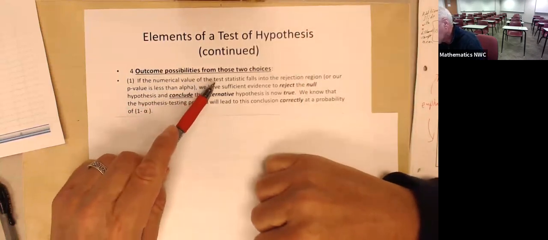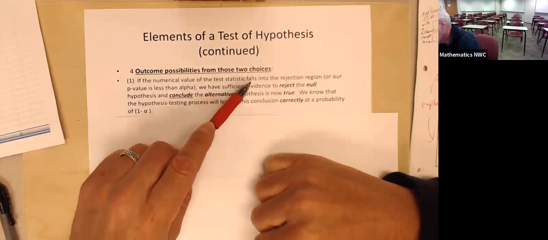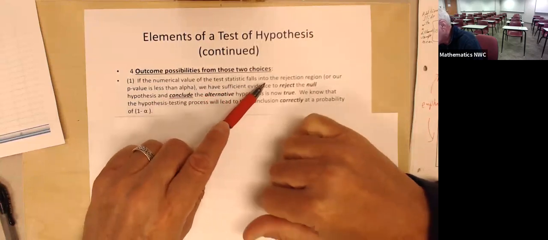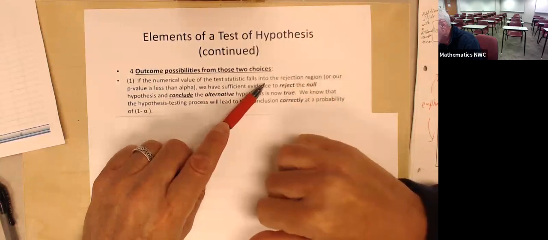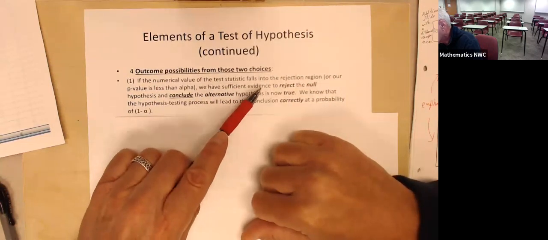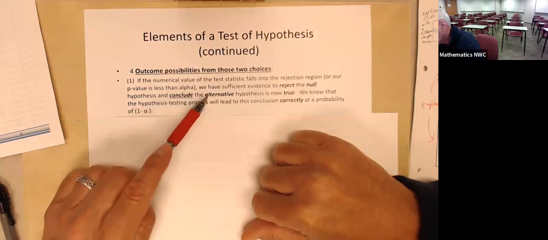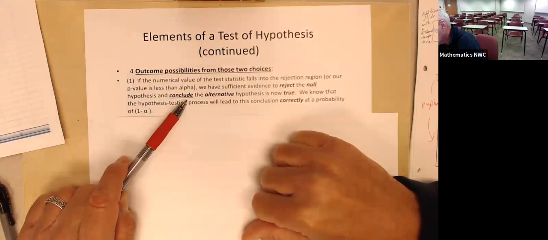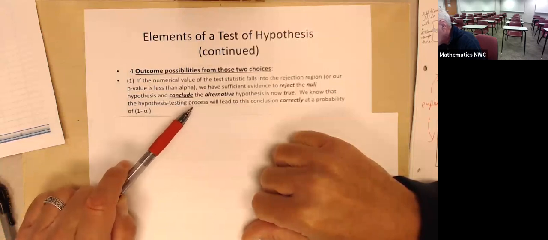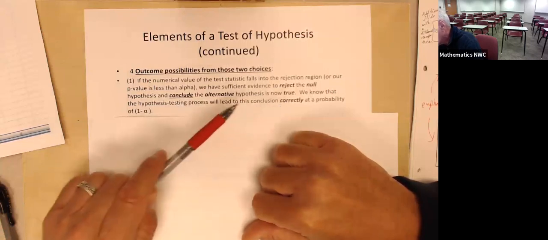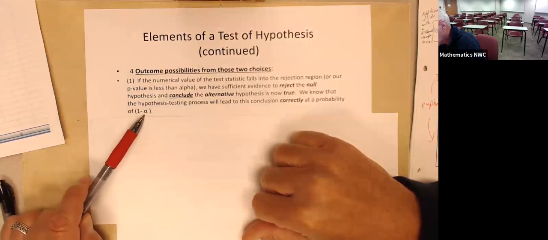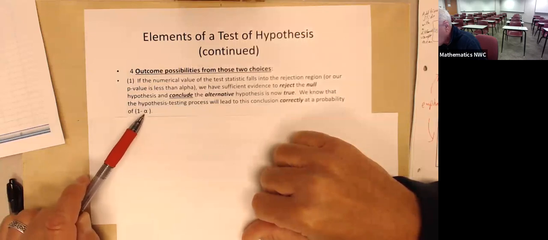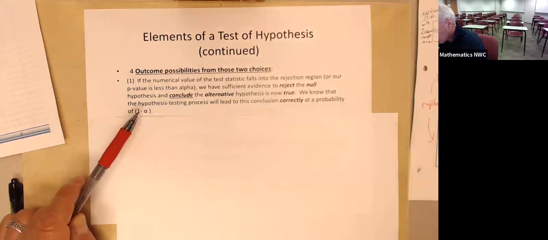If the numerical value of the test statistic falls in the rejection region, that means I went over my line in the sand. Then I have sufficient evidence to reject the null, we said that, and conclude the alternative is now true. That's a fairly strong conclusion step. We know that this will be correct 1 minus alpha % of the time. In other words, if alpha is 0.05, this would be correct 95% of the time.